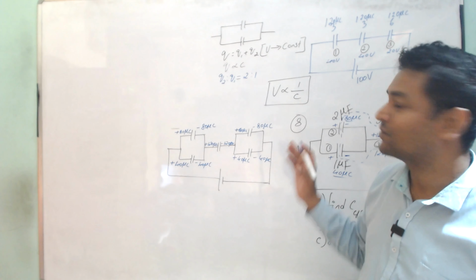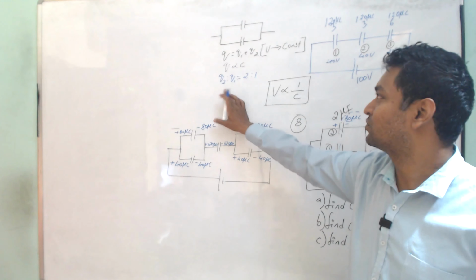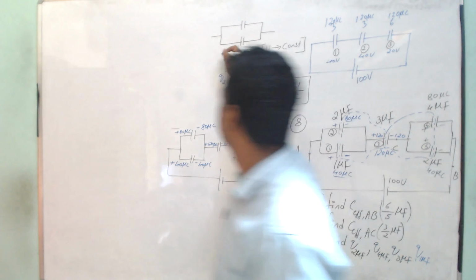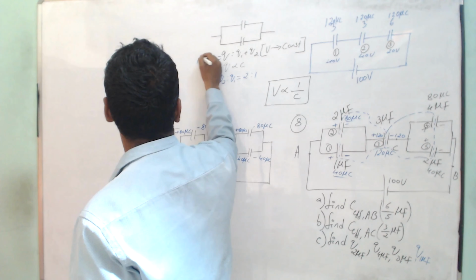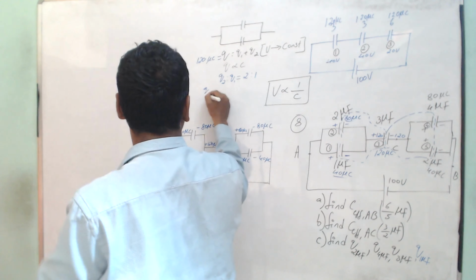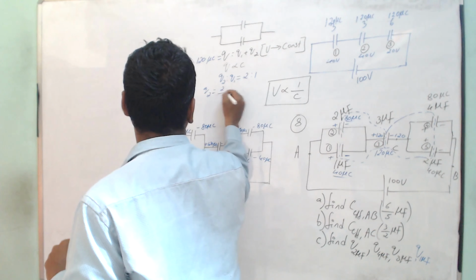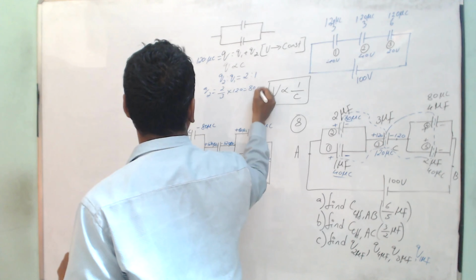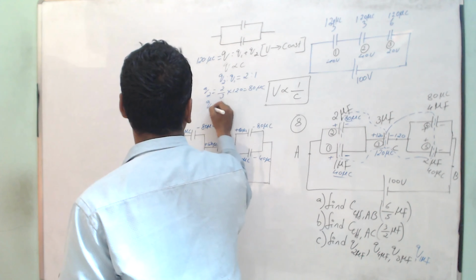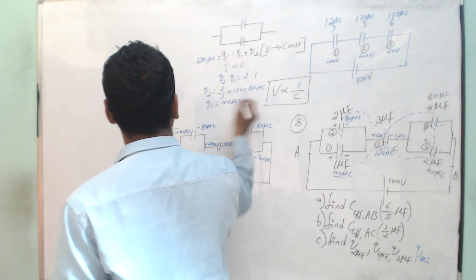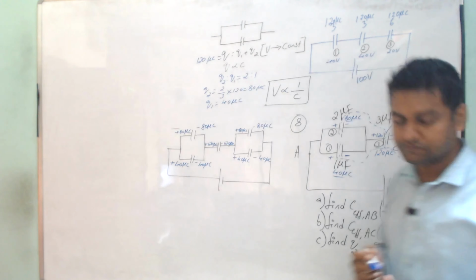Anyways, okay. Yes, sir. Q2 is to Q1 is 2 is to 1, and Q is Q1 plus Q2, and this Q itself you know is 120 microcoulomb, right? Yes, sir. So automatically you can say Q2 is 2/3 of 120, which is 80 microcoulomb. And Q1 is 120 minus 80, which is 40 microcoulomb. Yes, sir. Correct?